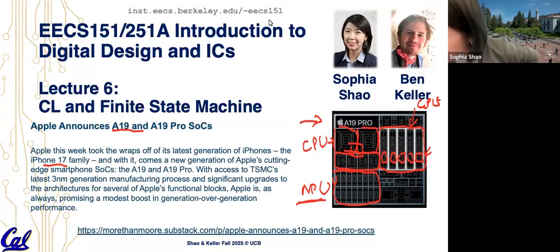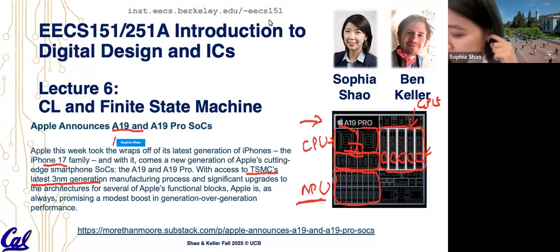Oh, here. So with access to TSMC's latest 3-nanometer generation technology, right? We talked about earlier that getting the latest generation technology is very important, and Apple is always the one who has access to TSMC's latest generation. So this is a 3-nanometer generation. Anyone have a guess? What's A18, what's the technology they were using?